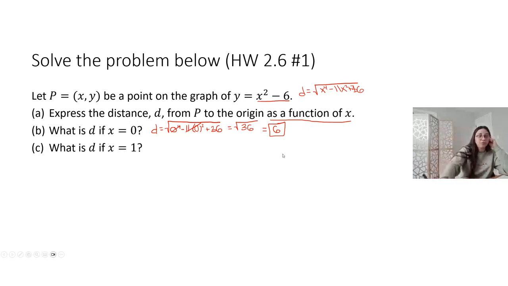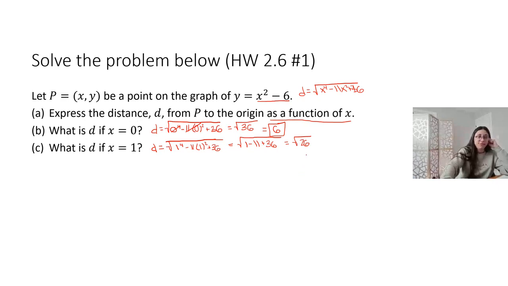We can do something similar. If x is 1, we just replace the x in our formula with 1. So we have 1 to the fourth minus 11 times 1 squared plus 36. 1 to the 4th is just 1. 11 times 1 squared is just 11. 1 minus 11 is negative 10. Plus 36 is 26.